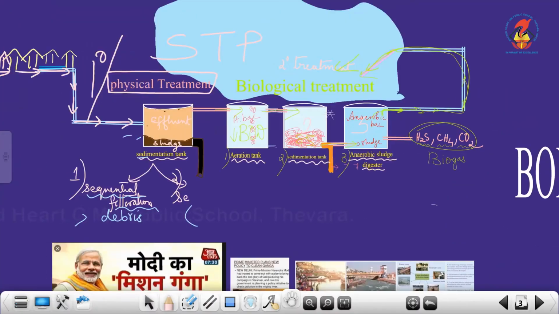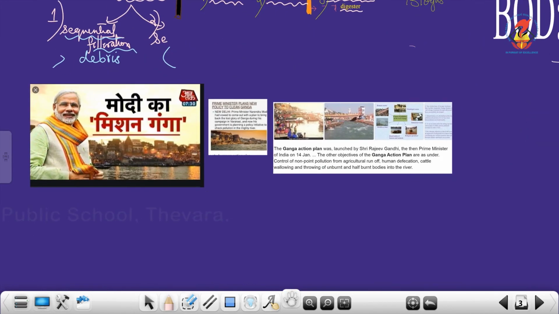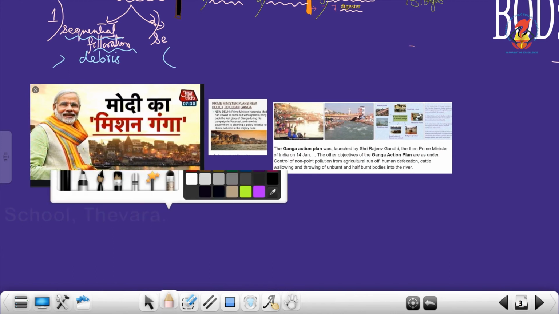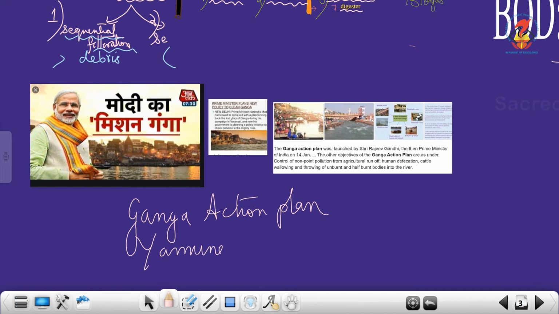Clear? Now, the sewage treatment action plans that have taken place in India are the Ganga Action Plan and the Yamuna Action Plan. Both plans were initiated by the Department of Environment and Forestry, okay, to bring down the pollution of the Ganga and the Yamuna, very important rivers of India.